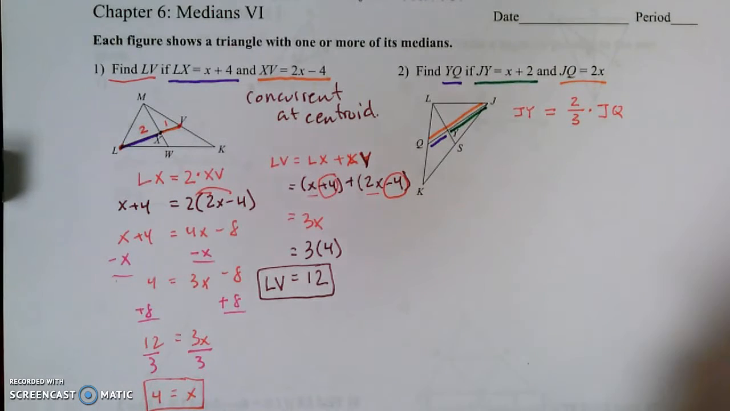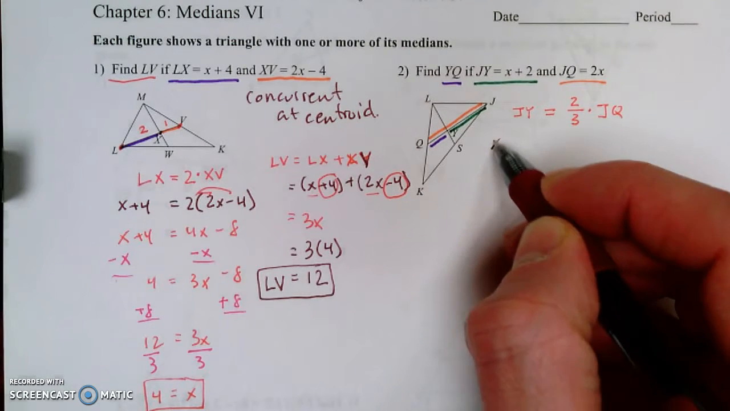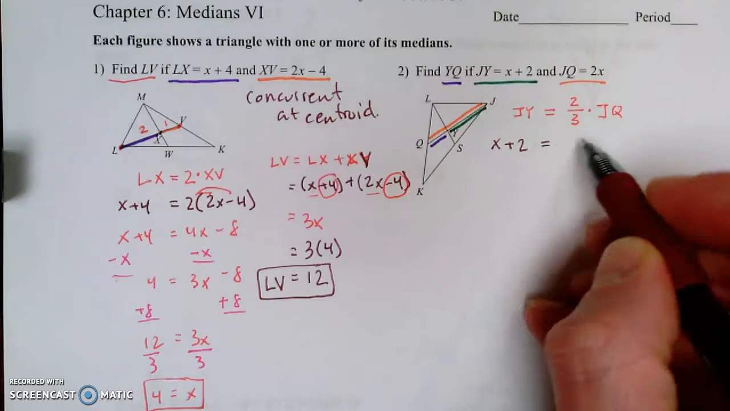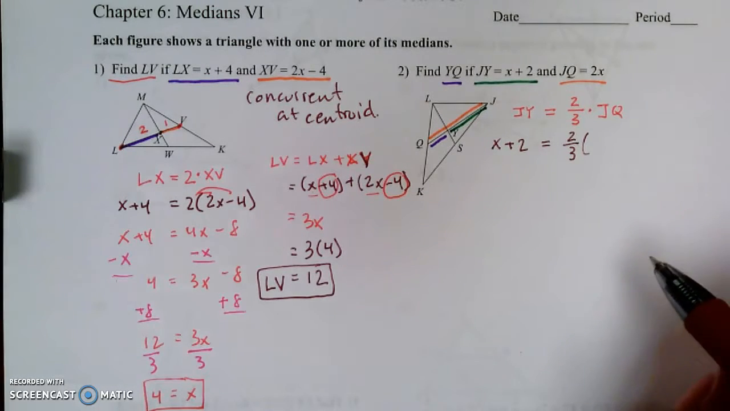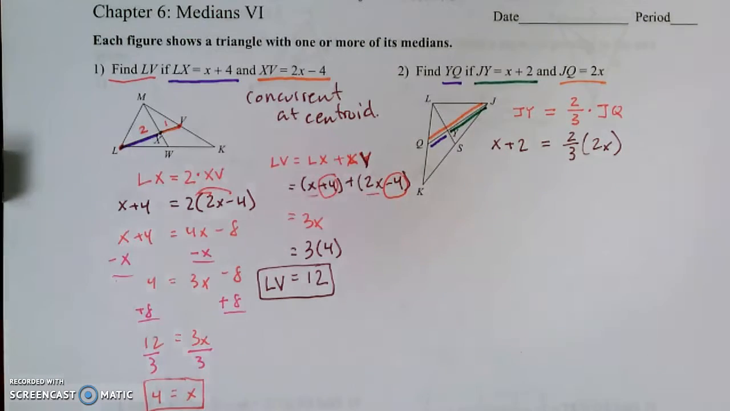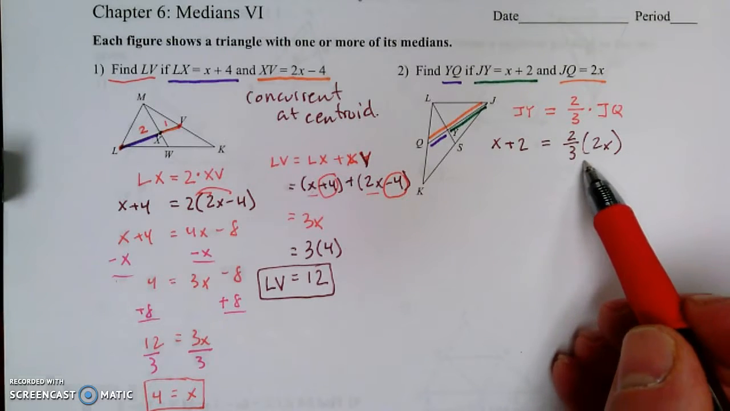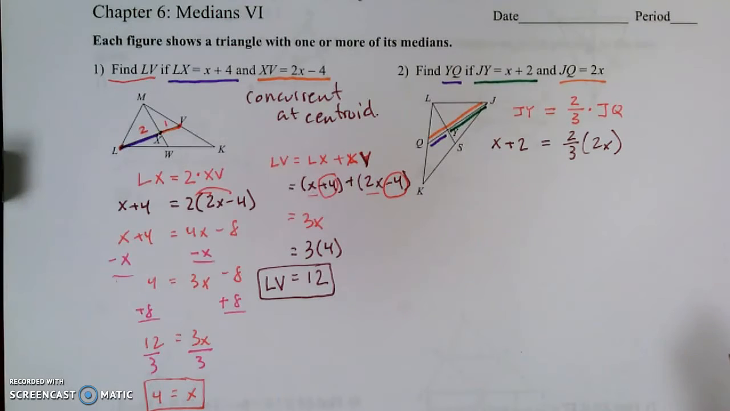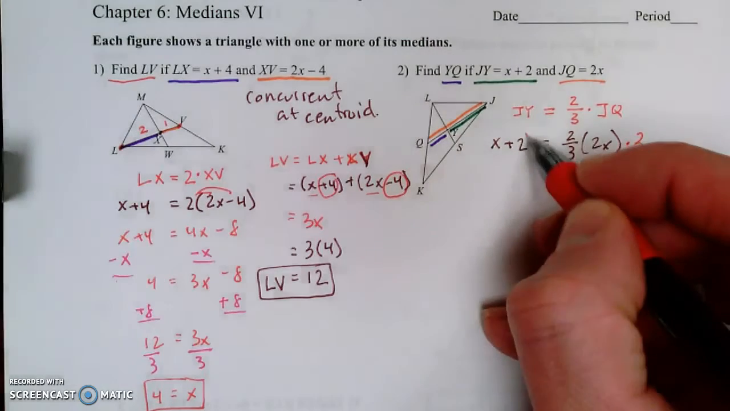So let's start by putting our expressions in here. We got JY is x plus 2 equals 2/3. And always use your parentheses here. And we've got 2x. Now previously, we started this out by just multiplying both of these things by 3. Well, let's just go ahead and do that again. You don't have to, but it just makes things kind of easier in the end.